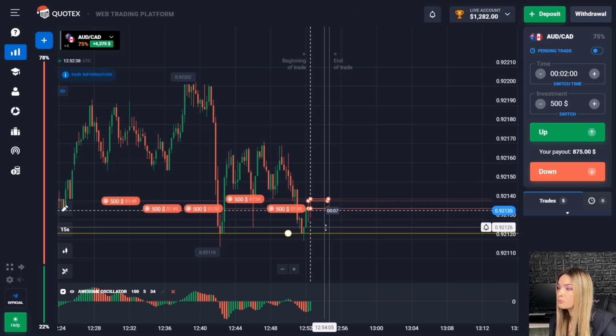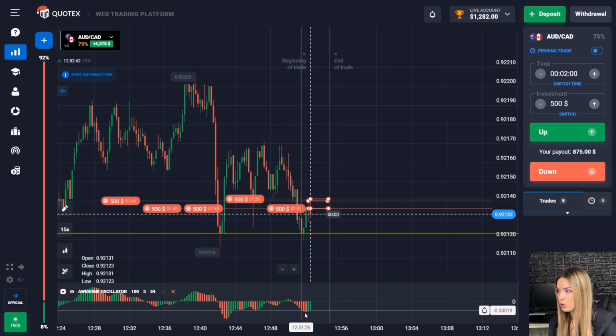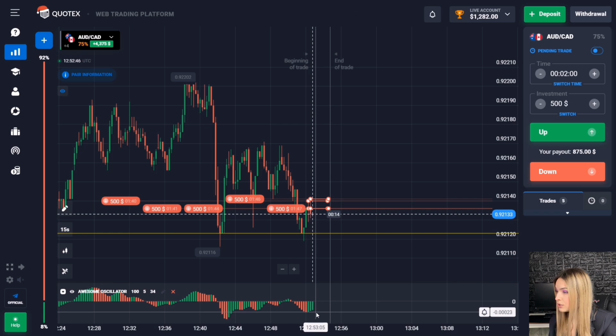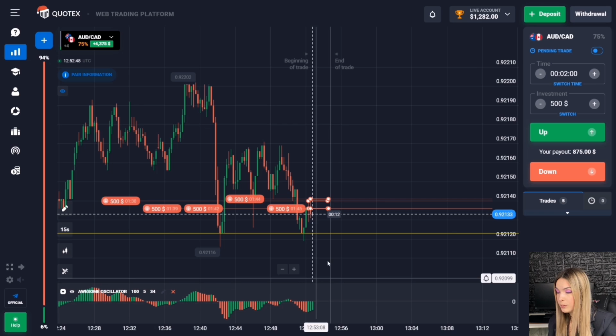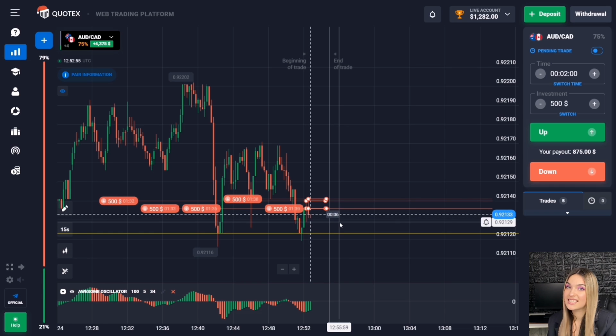We also see that a red histogram was formed and a green histogram began to form during the rollback. This situation can also be considered as an error since the price has a good potential for a decrease. I think that in the near future the price will continue to move down and this level will be broken. So guys, let's wait for the result.